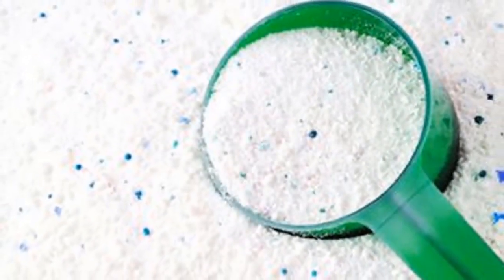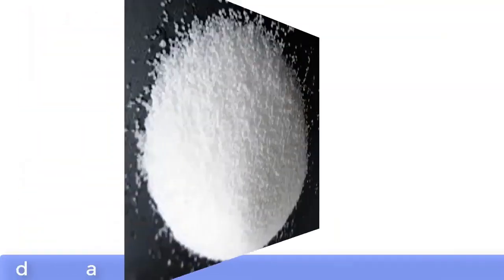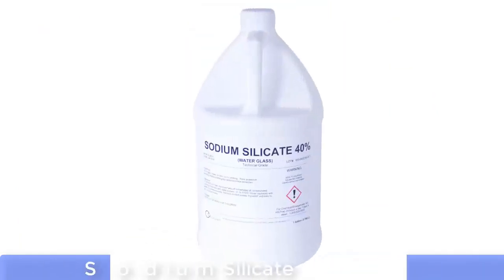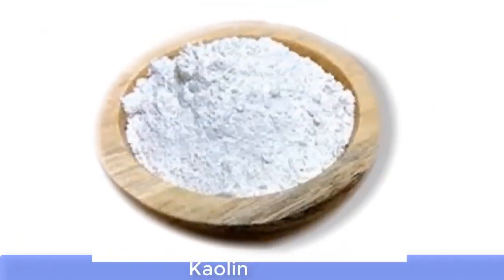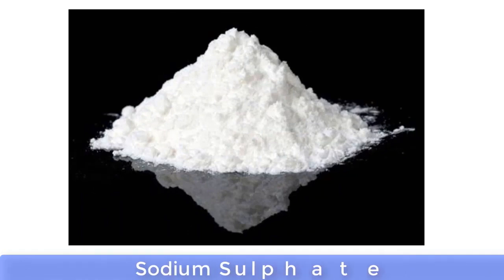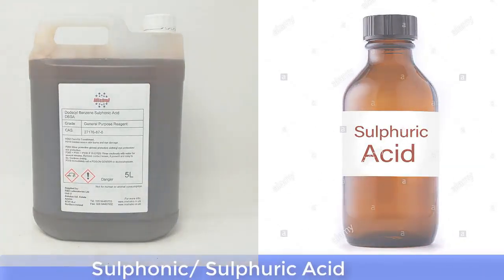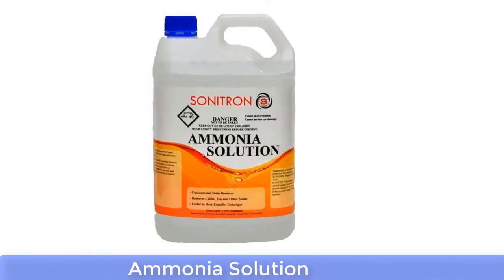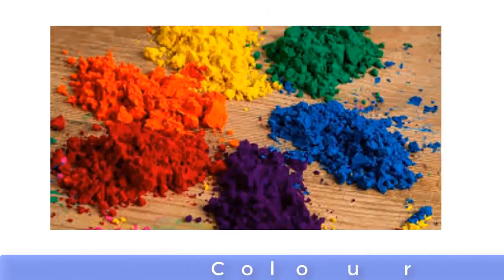Powder detergent can be made from the following materials: palm kernel oil, caustic soda, light soda ash, sodium silicate, kaolin, sodium sulfate, sulfonic or sulfuric acid, hydrogen peroxide, ammonia solution, color, and perfume.